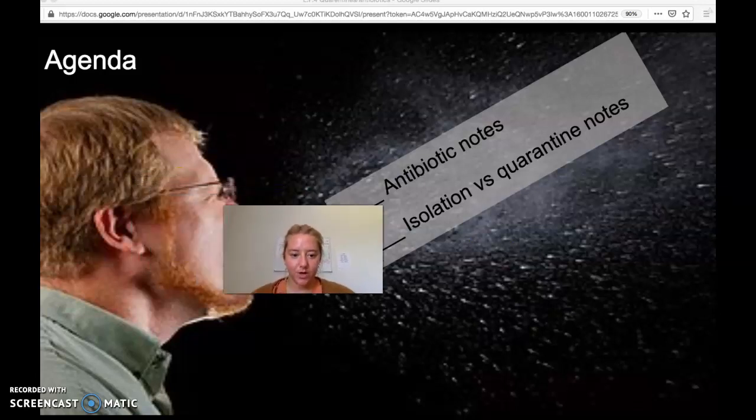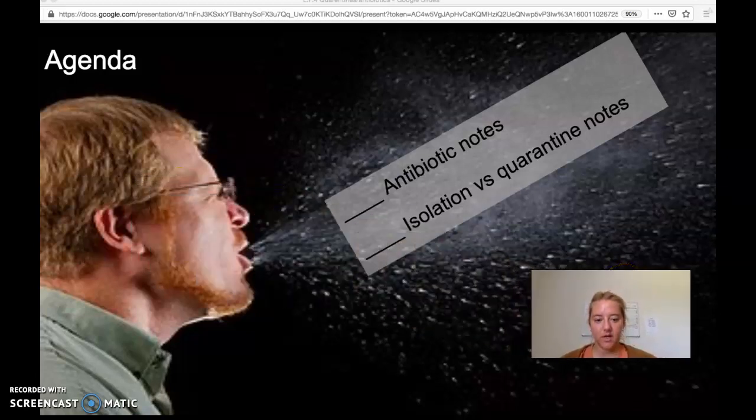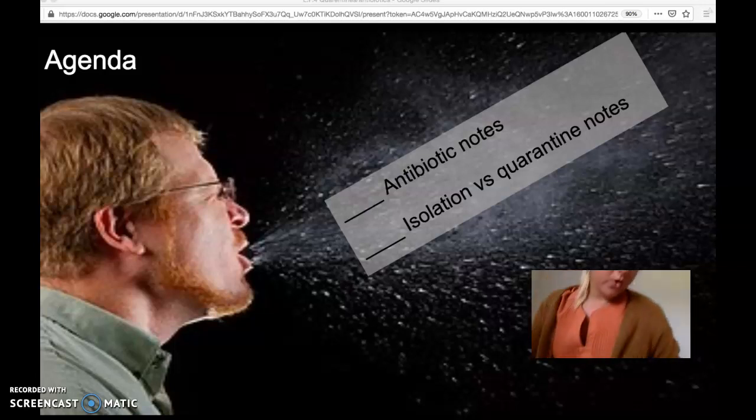Welcome, guys. We are going to be doing our notes on antibiotics and isolation versus quarantine today. I'm super excited. The first part of this unit was all about the different vectors of diseases: bacteria, viruses, parasites, protozoa, funguses. And now we're starting to talk about what happens when these things actually enter the human body.